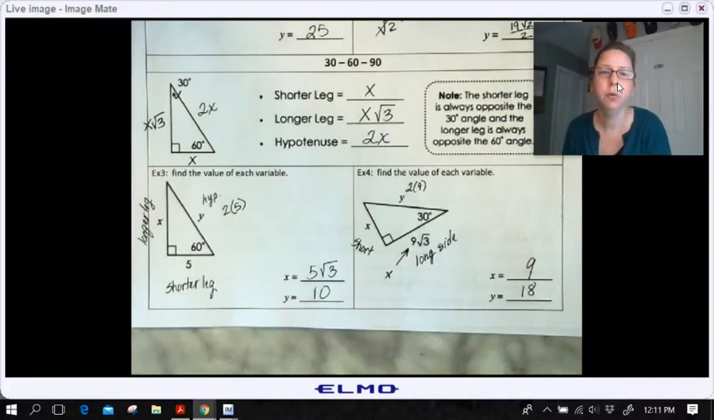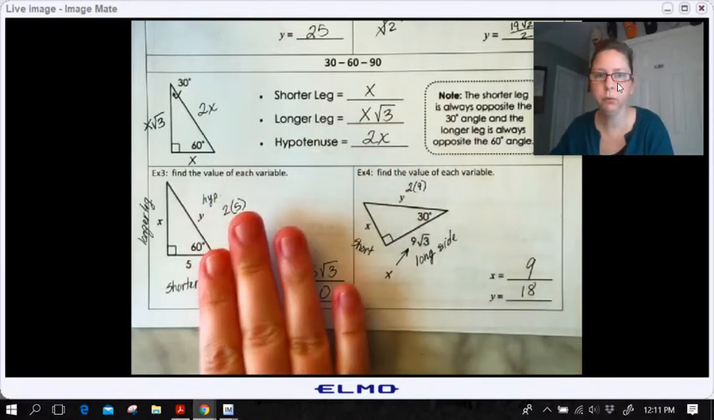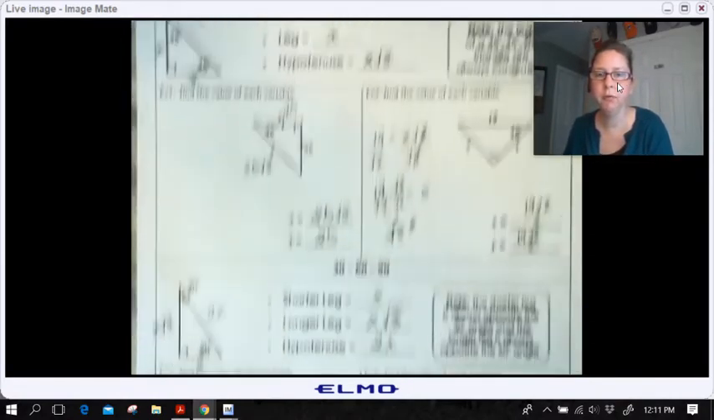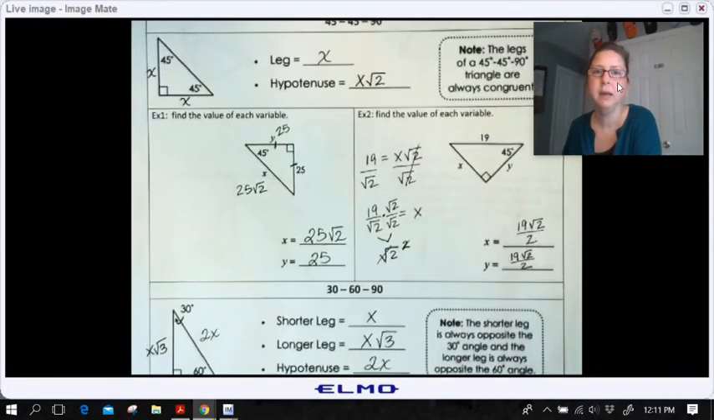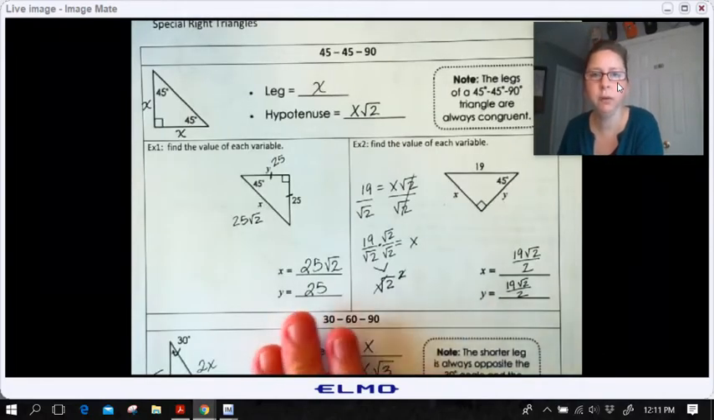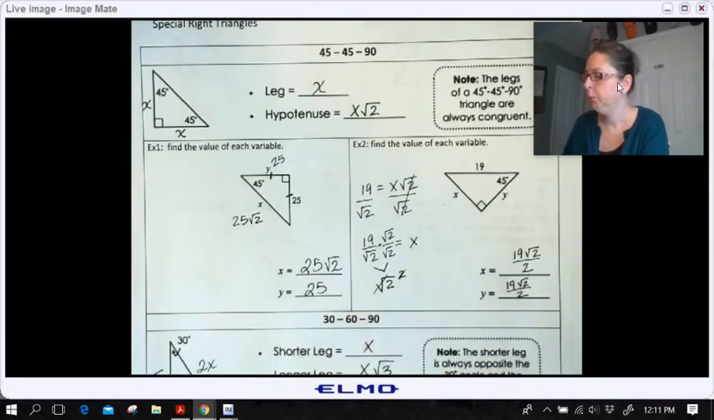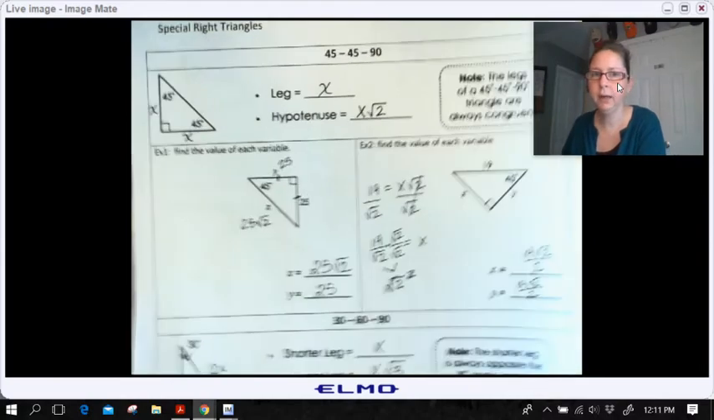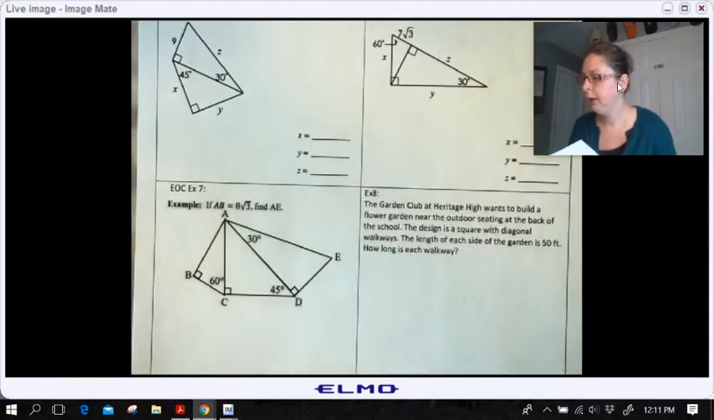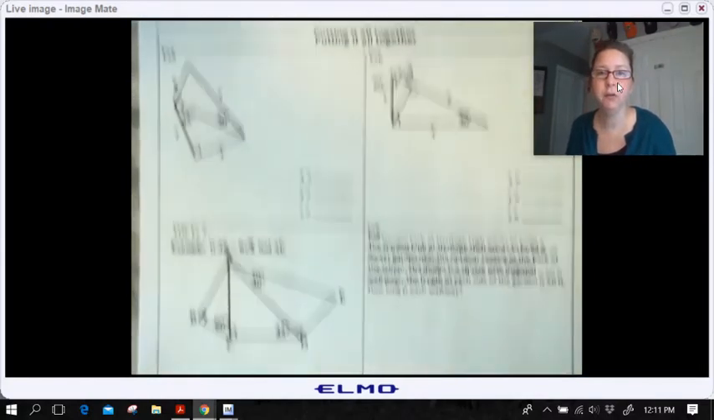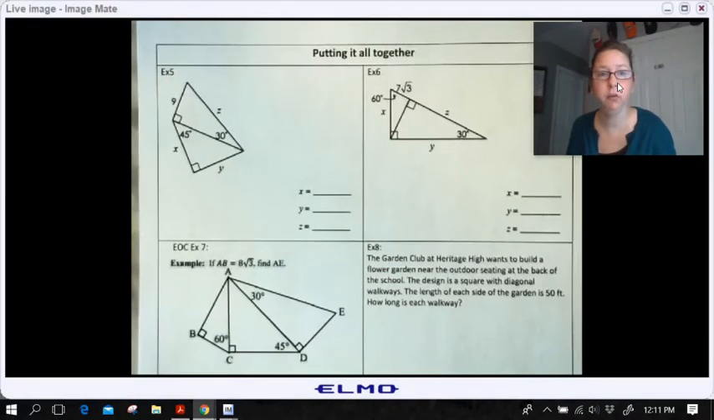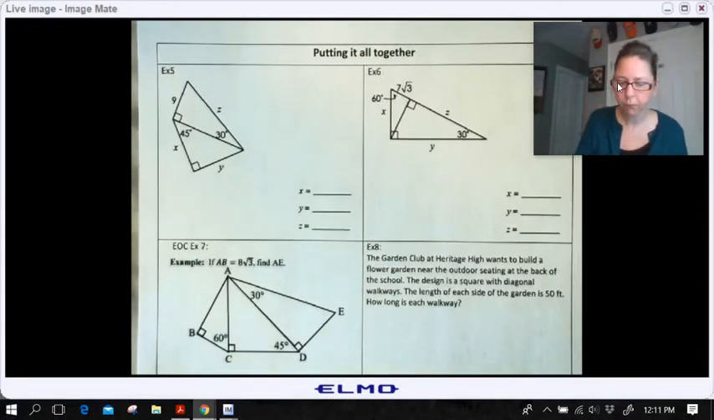So if you only have a 30, 60, 90, it's easy to focus on these rules. And if you only have a 45, 45, 90, it's easy to focus on what these rules are. But let's go ahead and put it all together. This is where it really starts getting tricky.